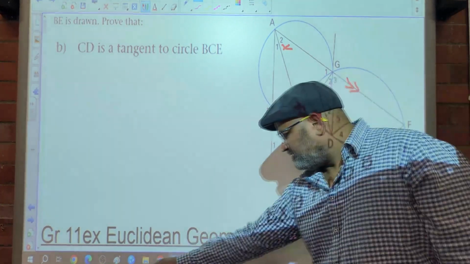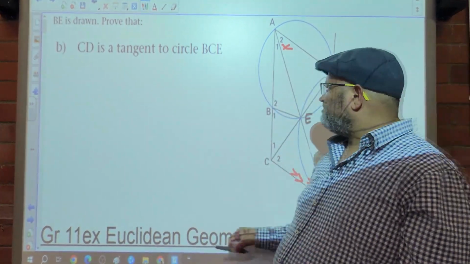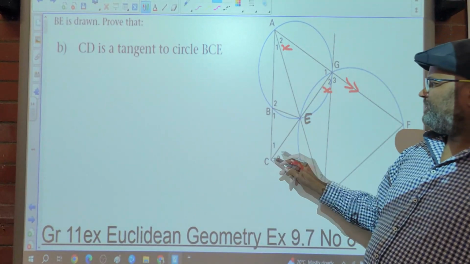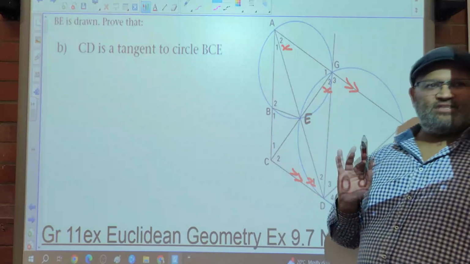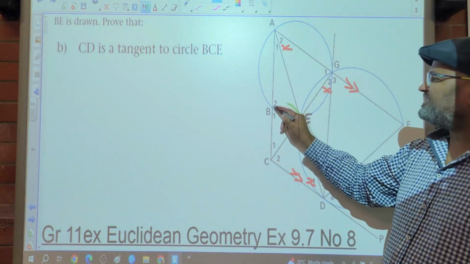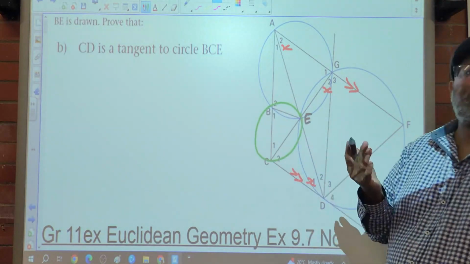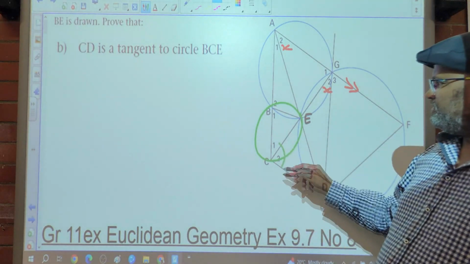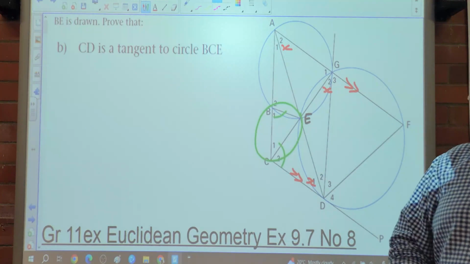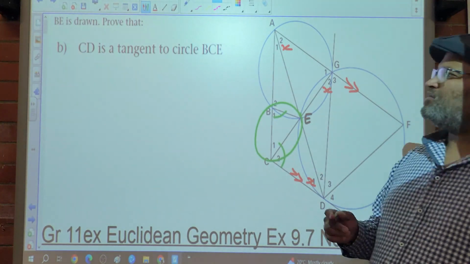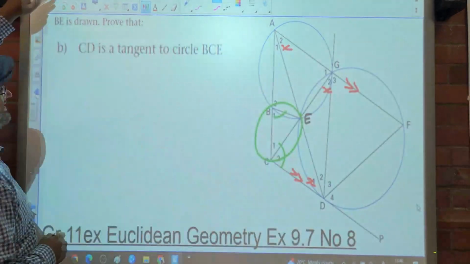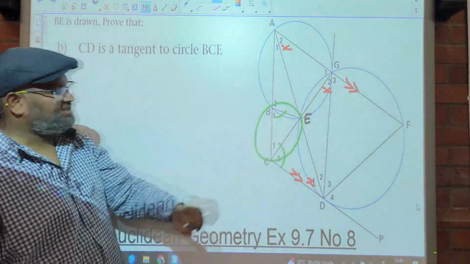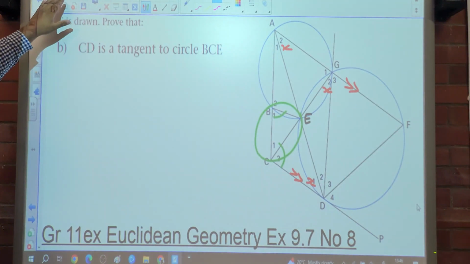Okay, so people, for us to prove that CD is a tangent to circle CBE, we take one step back. We say, if this was a tangent to the circle, then what would we have known? C2 is equal to B1. Why? Tangent theorem. So for us to prove that that is actually a tangent to the circle, I'm going to prove that B1 is equal to angle C2.